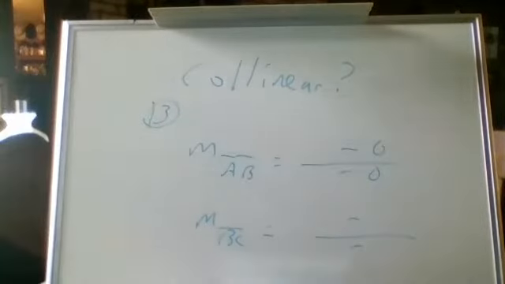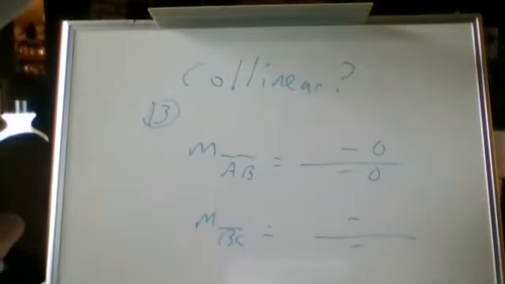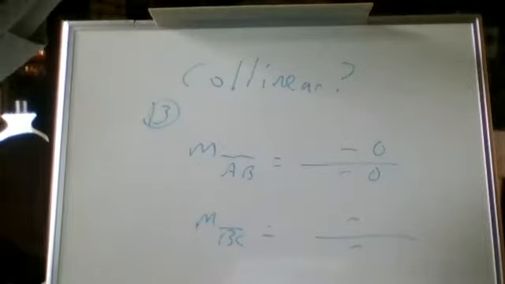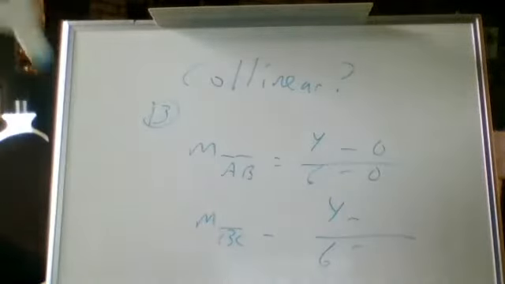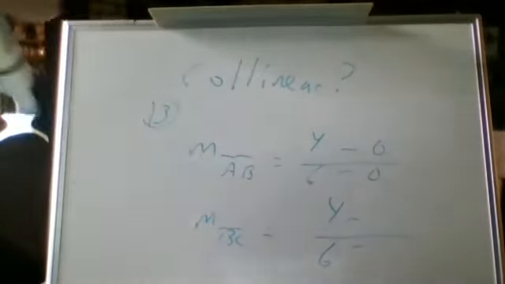And then point B is 6 and 4. So 6 goes in the bottom, 4 goes on the top. And we'll use the same point down here, okay? And then point C is -3, -2, okay? So -3 goes in the bottom, -2 goes on top.